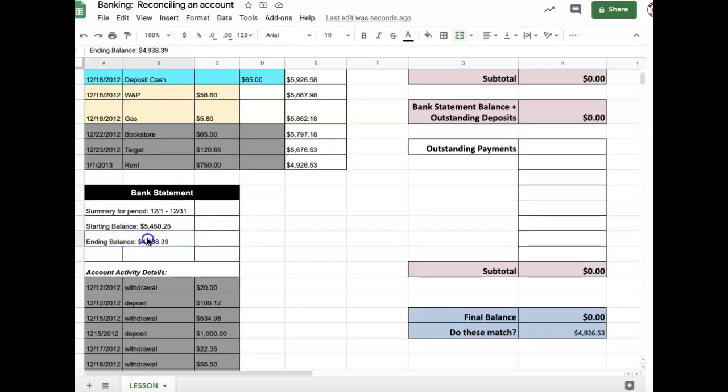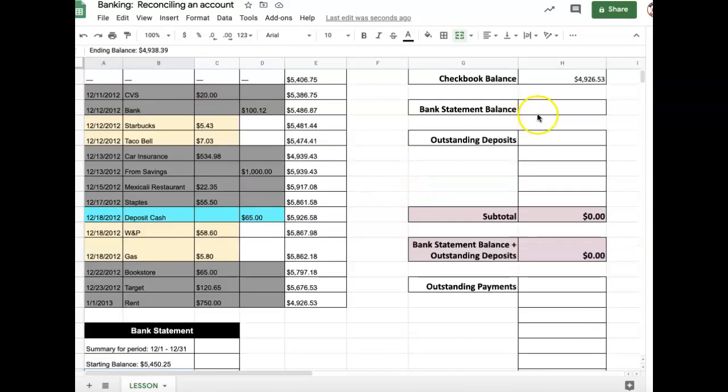And always use the ending balance, not the beginning balance, because that's the beginning of the month. That was old news. The ending balance is 4938.39. Very close. I'm going to make it dollars, currency. And again, that's really close, but close only works in horseshoes, and we need to get it exactly right. So let's figure out why that happened.